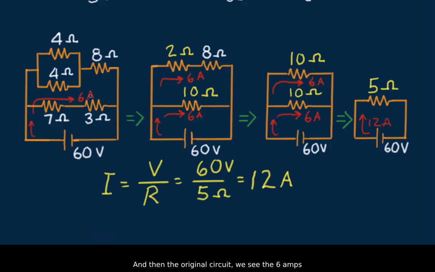And in the original circuit, we see the 6 amps in the top branch divide evenly between the 4 ohm resistors. So there's 3 amps in that top 4 ohm resistor. The answer to our initial question. 12 amps supplied by the battery and 3 amps in that uppermost branch. Yum!